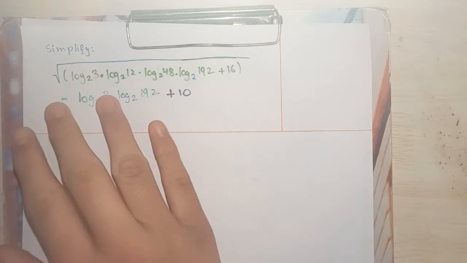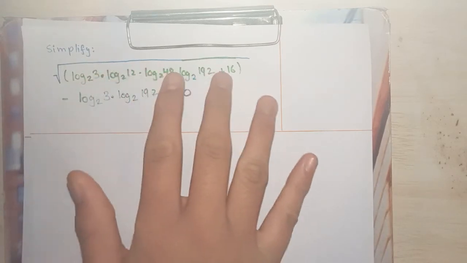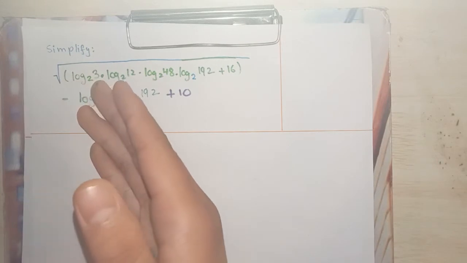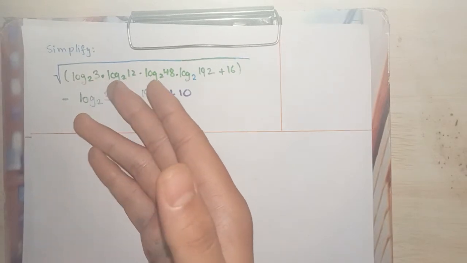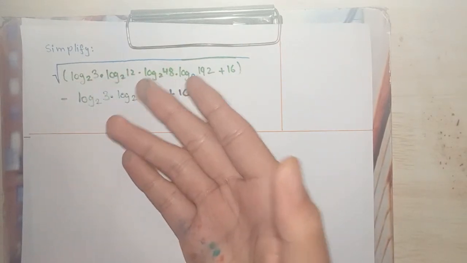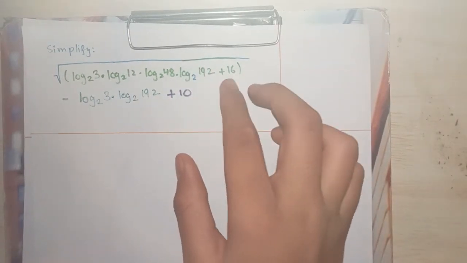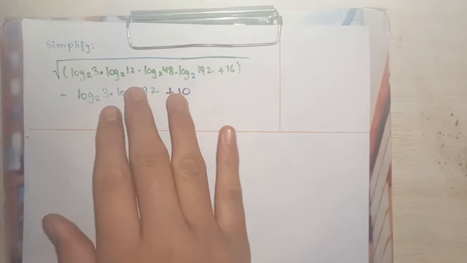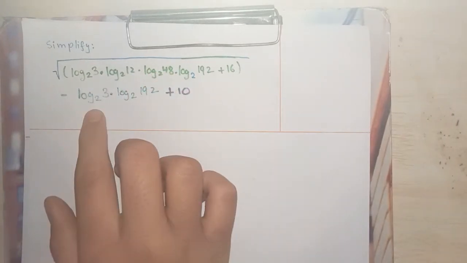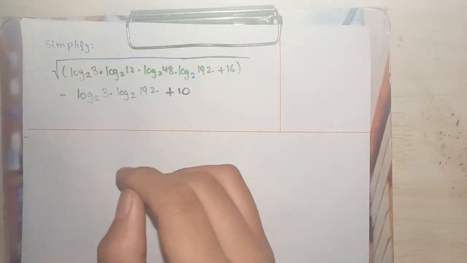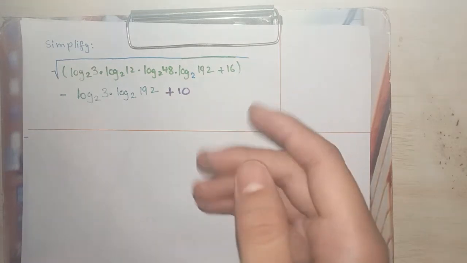We are asked to simplify this tedious expression right here, that is log of 3 to the base 2 times the log of 12 to the base 2 times the log of 48 to the base 2 times the log of 192 to the base 2 plus 16, all under the positive radical, minus log of 3 to the base 2 times log of 192 to the base 2 plus 10.